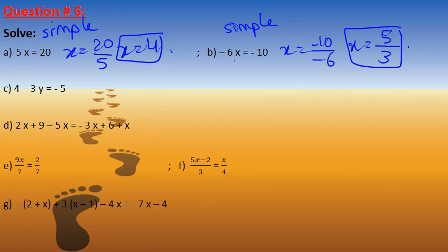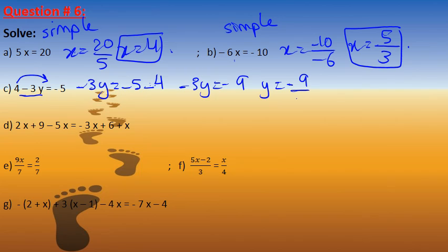4 minus 3y equals minus 5. This is not a simple equation. We put all the variables on the first side of the equation and all the fixed numbers on the second side. Plus 4, when we take it to the second side, becomes minus 4. So minus 3y is equal to minus 9. This is a simple equation. y equals minus 9 over minus 3. Then y is equal to 3, because negative over negative is positive, and 9 over 3 is 3.